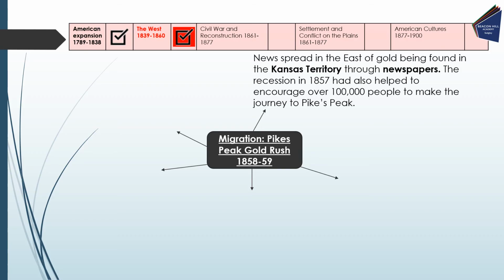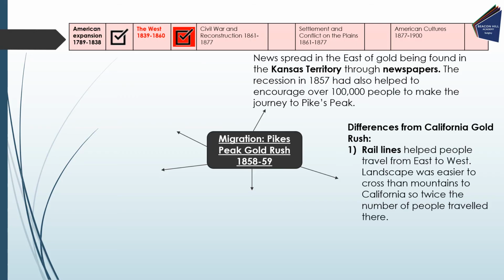So news spread in the east of gold being found in the Kansas territory through newspapers. The recession in 1857 had helped to encourage over 100,000 people to make the journey to Pikes Peak. So if you're thinking statistical differences, 50,000 remember to California, 100,000 to Pikes Peak. Differences from the California Gold Rush then.